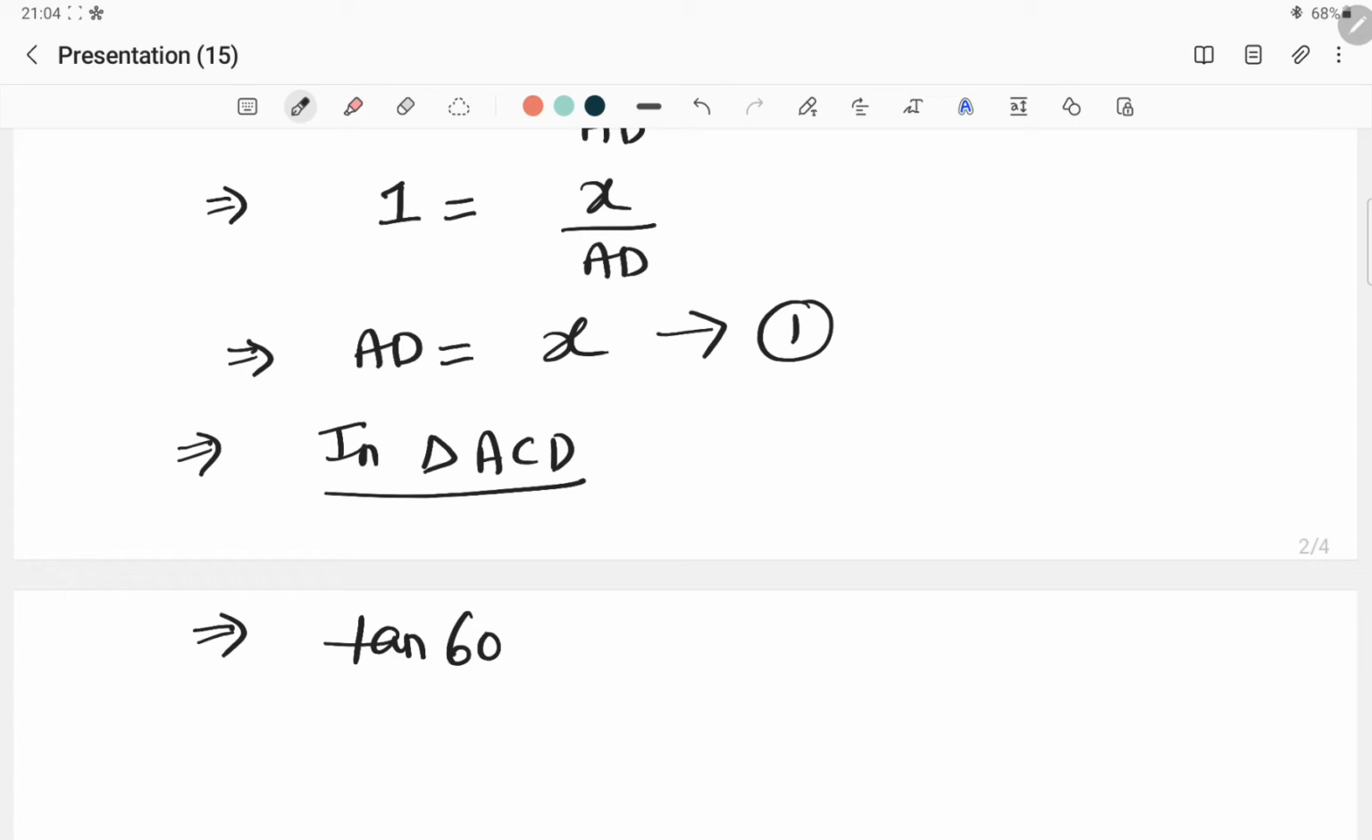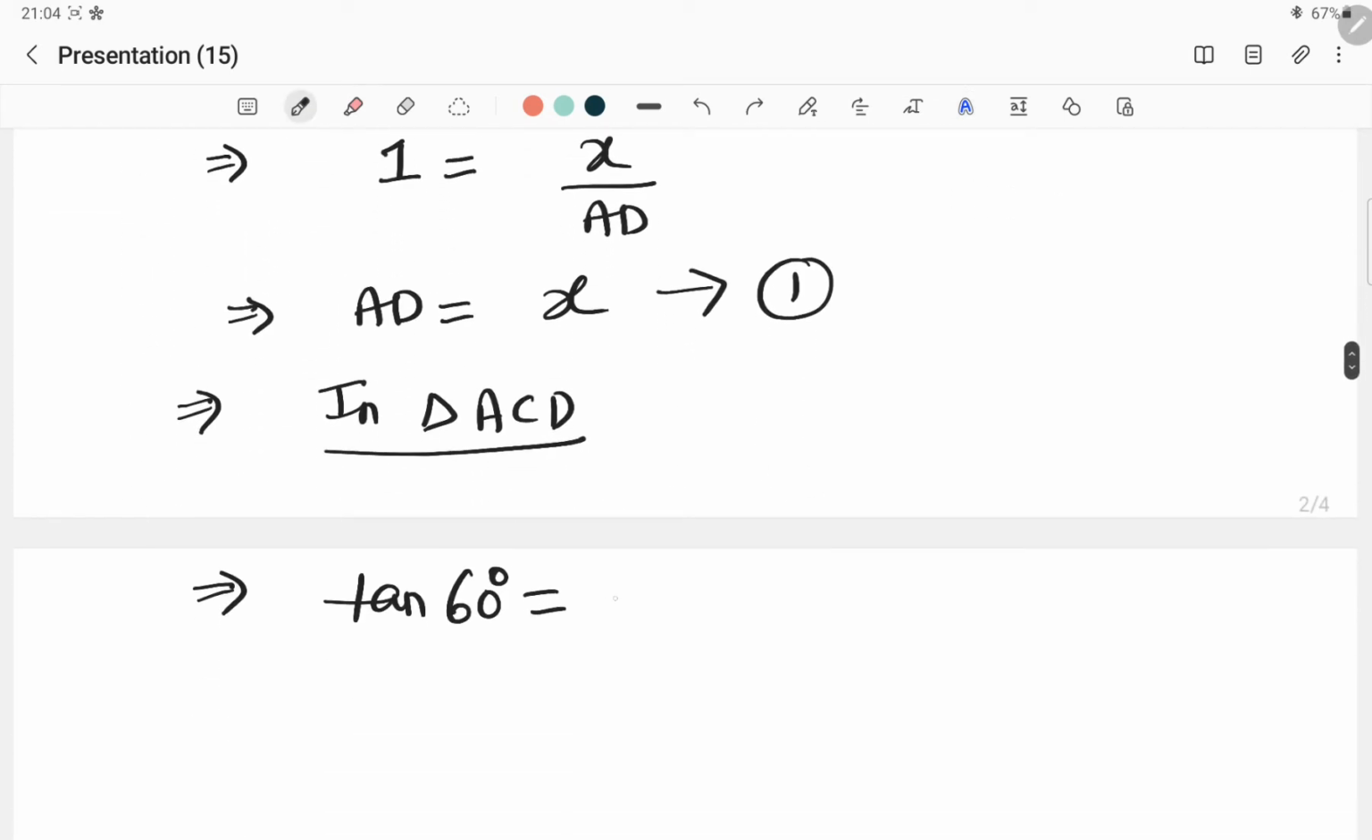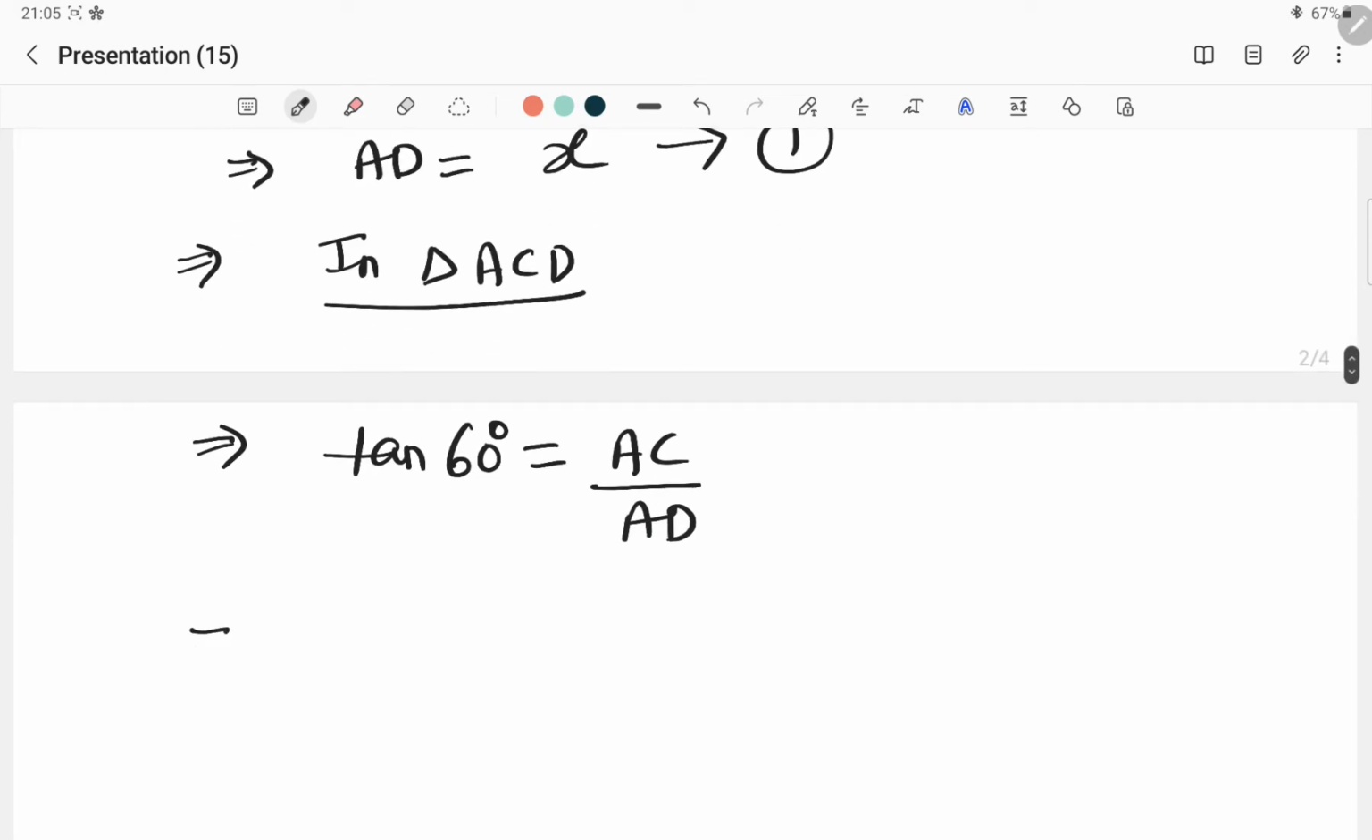All right, so tan 60 degrees is equal to, so what is the formula for tan 60 degrees, this angle? So this 60 degrees, tan 60 degrees. So we are going to have this as opposite side, that is AC, and adjacent side, that is AD. So it becomes AC divided by AD. All right, so tan 60, what is the value of tan 60? Tan 60 is root 3, and that is equal to AC divided by AD.